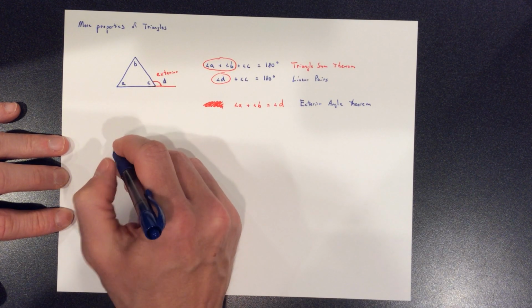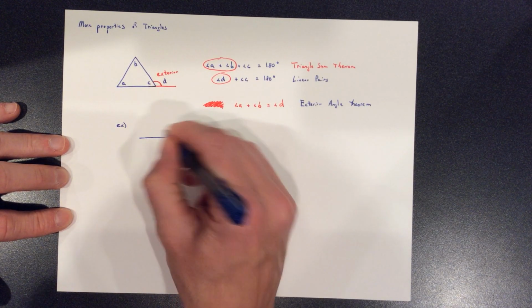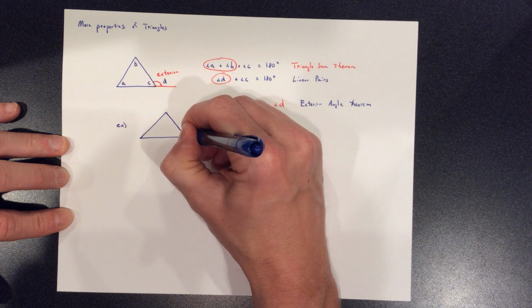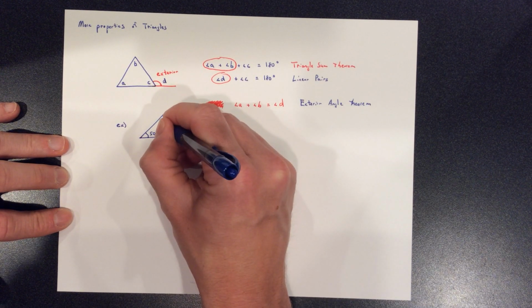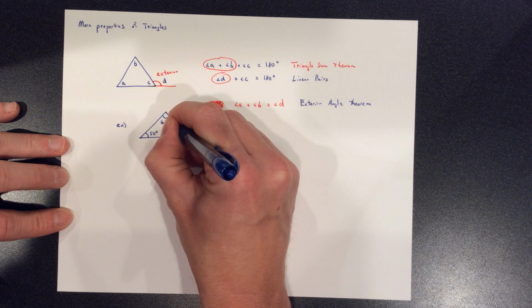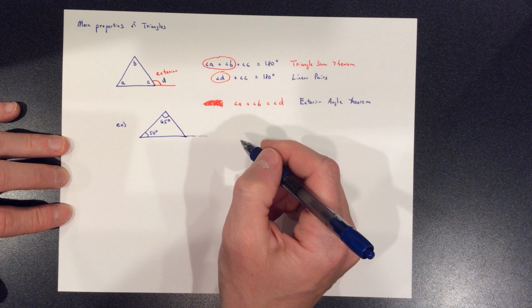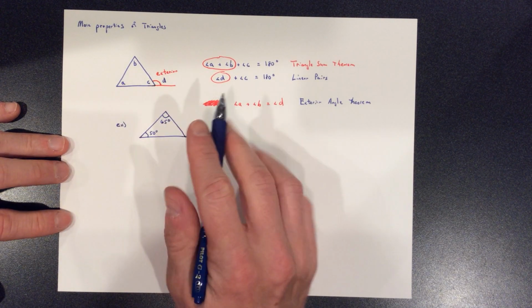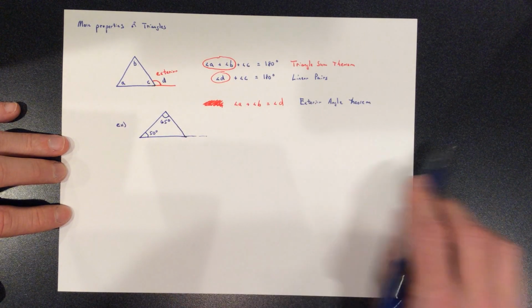Okay, so you could do a lot of different problems with that if you needed to. So we could draw some triangle. We could label this 50 degrees, 65 degrees, and we could do this. And I already know that this angle has to equal the sum of those two angles. So this has to be 115.